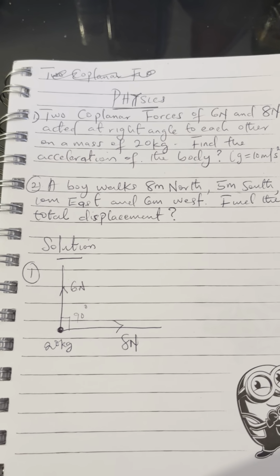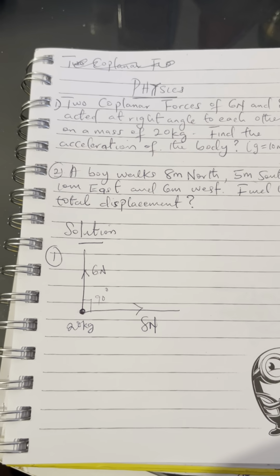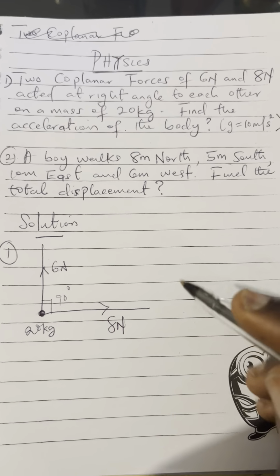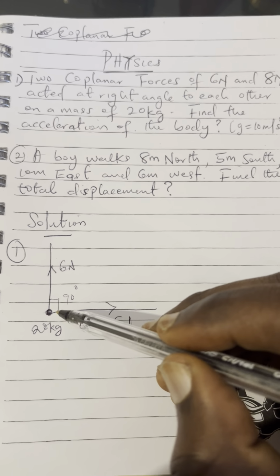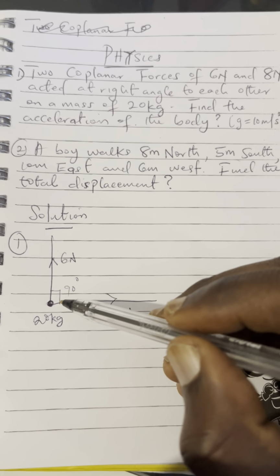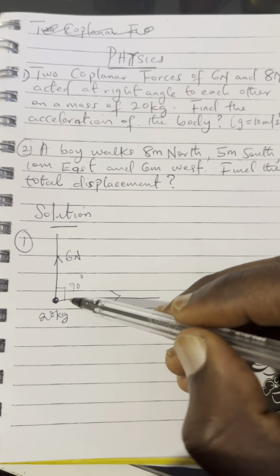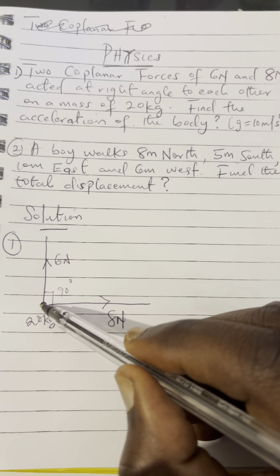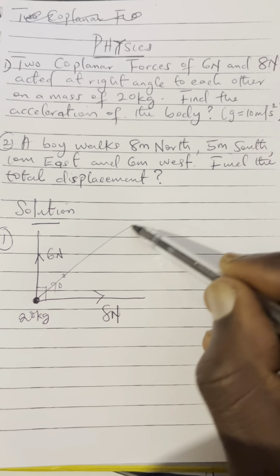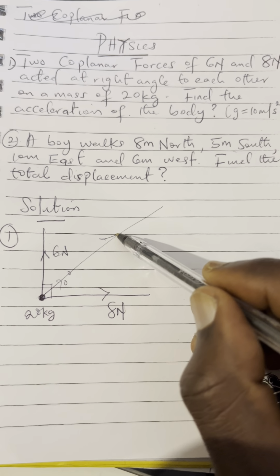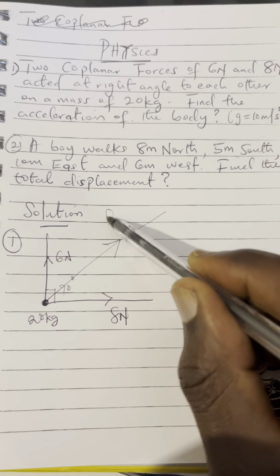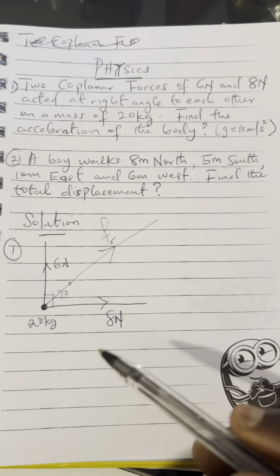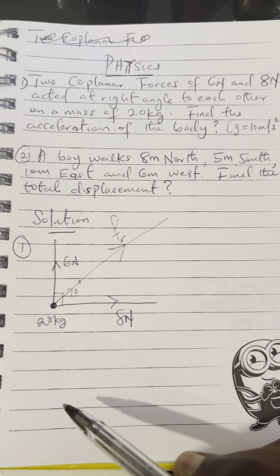One of the laws of resultant force in physics is that the resultant force will come from the point of intersection of the two forces. So you have the force coming from the point of intersection of the two forces in this manner. This is the resultant force. Let's call it F of R, because for us to find the acceleration, we have to know the resultant force.